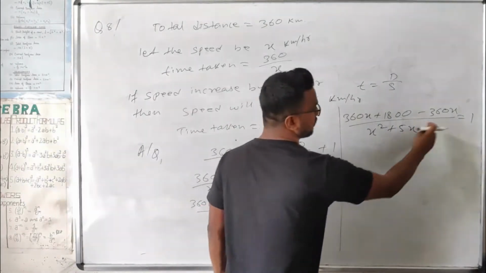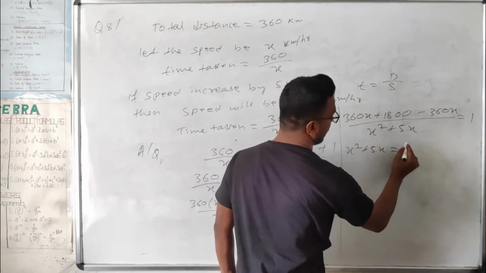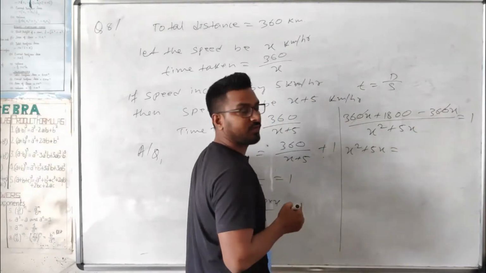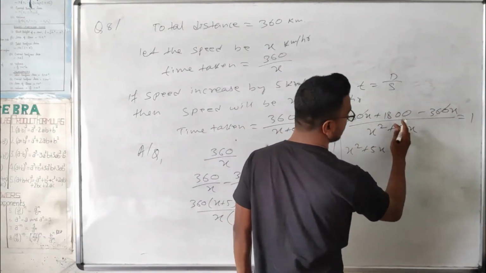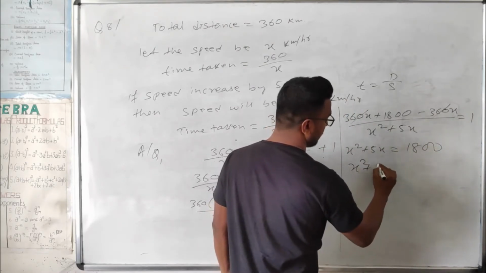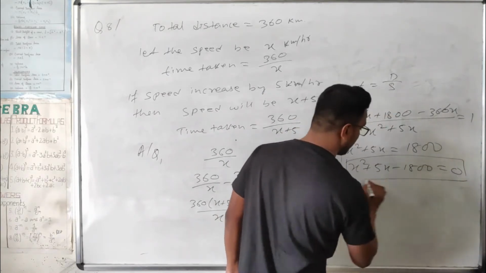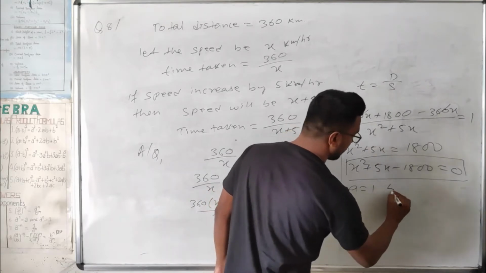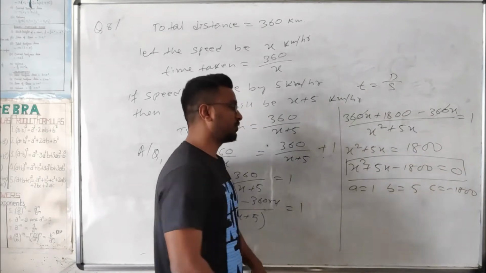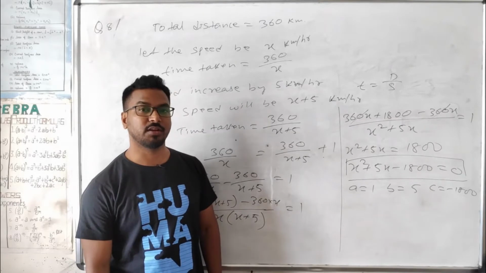Okay, take this one to the other side. If you multiply with this, you will get x square plus 5x, and this 360x and that 360x will get cancelled, right? So this can be written as 1800. Try to bring this one to the other side. It will become x square plus 5x minus 1800 equals 0. So this is the quadratic equation. What is a here? a is 1, b is 5, and c is minus 1800. Okay, so put all these values in the quadratic formula. You will get both the roots.